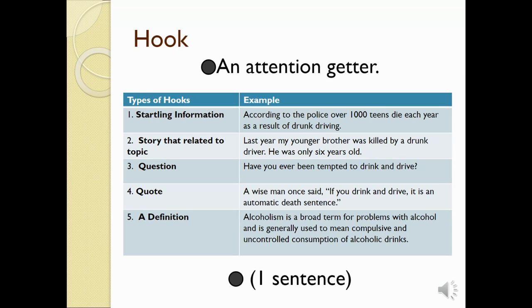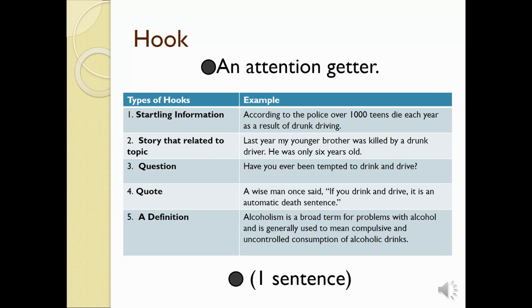These examples are from an essay about drunk driving. So we'll start with the startling piece of information, which says, according to the police, over 1,000 teens die each year as a result of drunk driving. So that's supposed to pull you in and make you wonder about why all these teens are dying. The next one is a story related to a topic. And this one says, last year, my younger brother was killed by a drunk driver. He was only 6 years old.